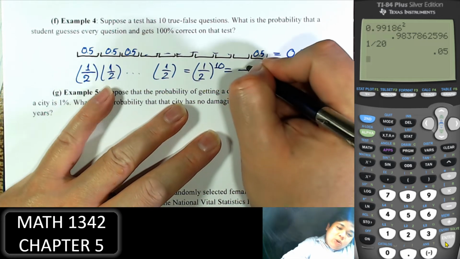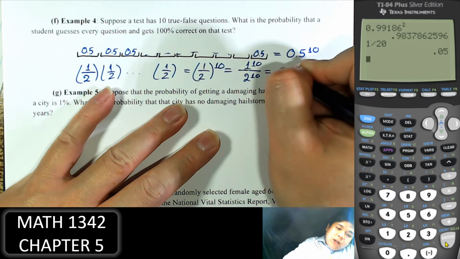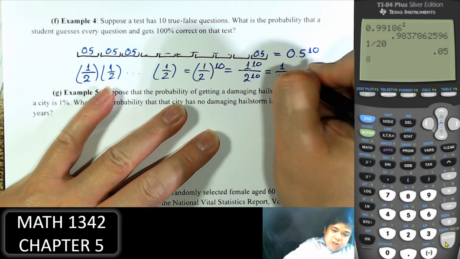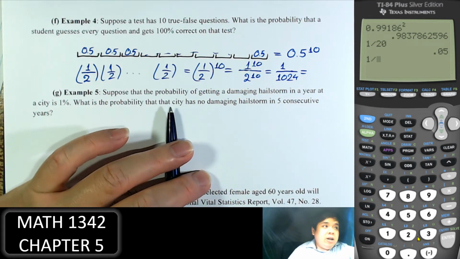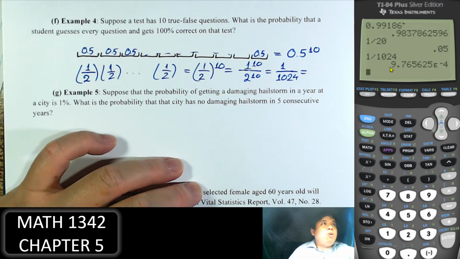So the 10th power goes to the top and then to the bottom. So that gives us 1 over 2 to the 10, which is 1024. So that's what we have: 1 divided by 1024. It will be that much. So 0.000.